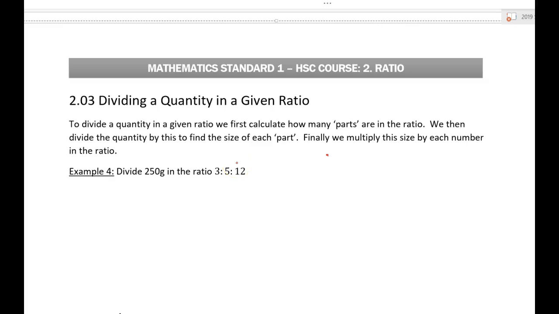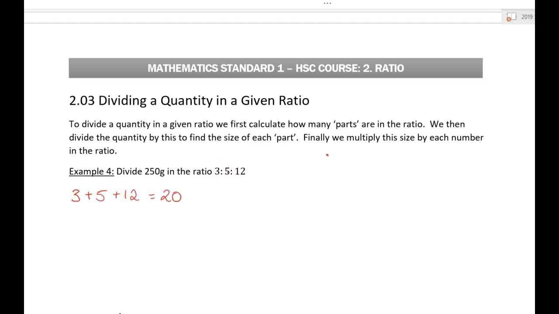Now the way we do it is, listen carefully here, the way we divide a quantity in a given ratio is we add up all the parts. So we're going to say 3 plus 5 plus 12 equals 20. That means I have 20 parts. 3 of them go into the first group, 5 of them go into the second group, and 12 will be left over for the third group.